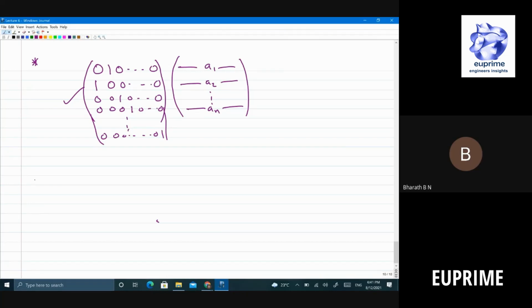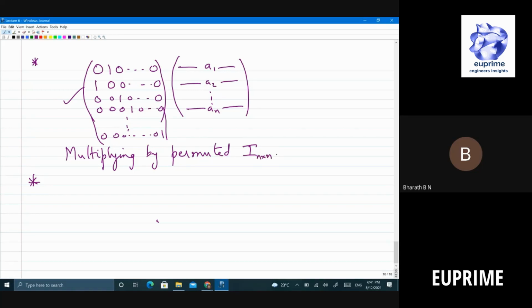Okay, so multiplying by a permuted identity matrix. I'll call this the n cross n identity, whatever. Okay. So what about the second one?